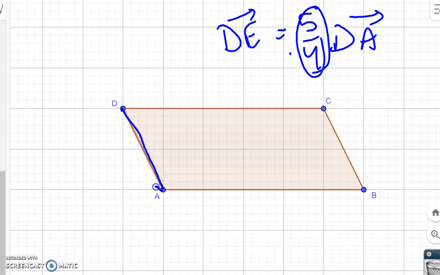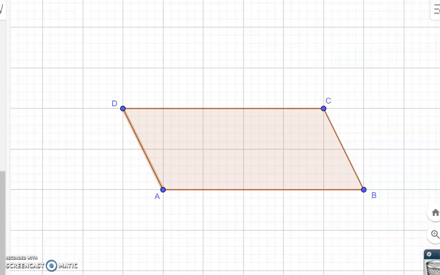So if this is vector DA, DE would be in such a way having the same direction, same sense, but the magnitude is that of DA multiplied by 5 over 4. So you can measure this distance from here to here, multiply it by 5 over 4, and you get DE. So something like this. If we want to do this accurately, E would be this point.